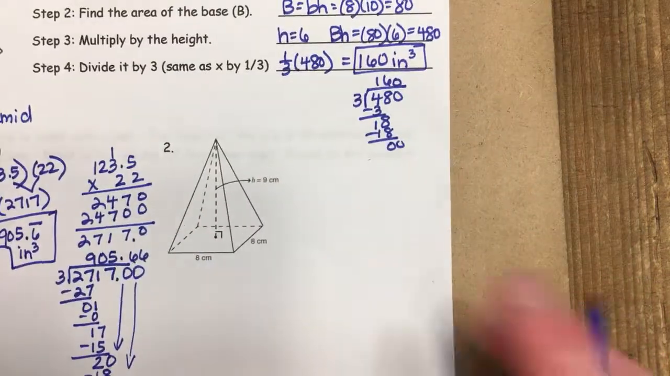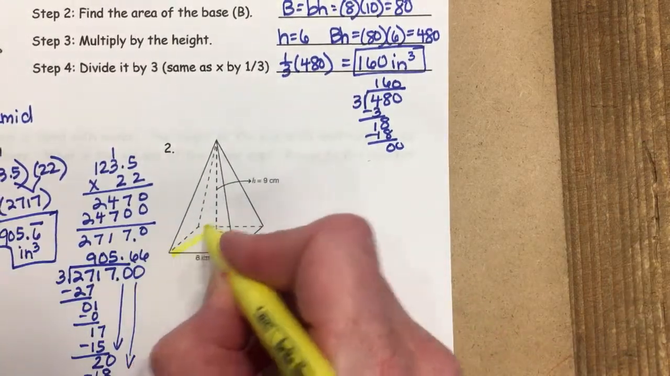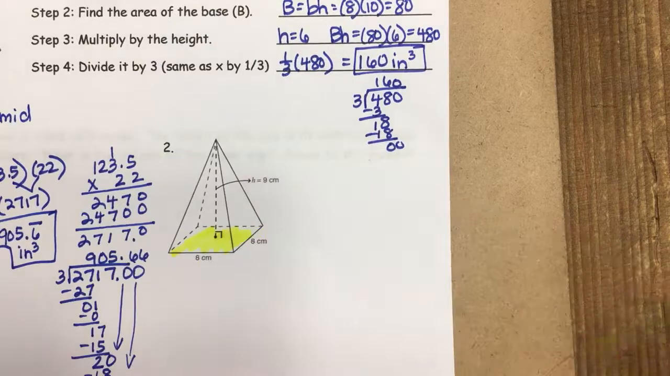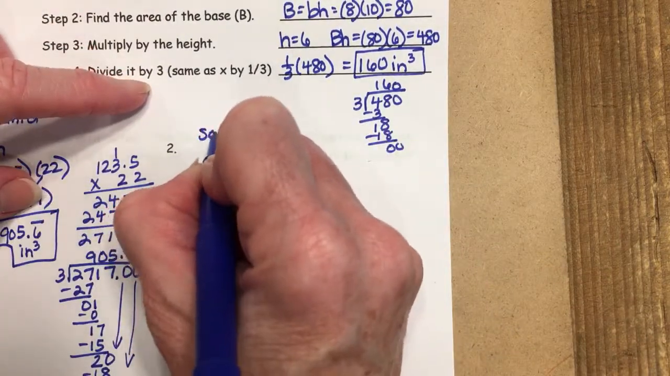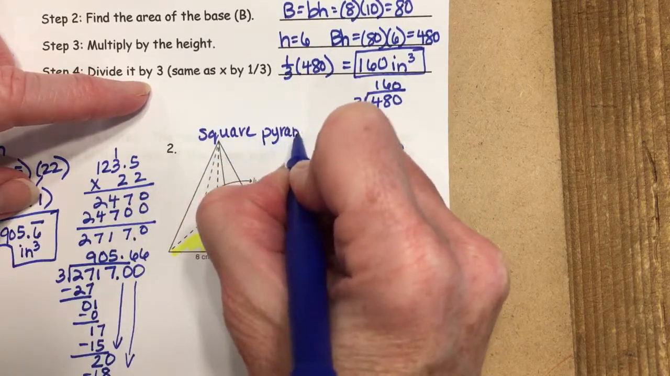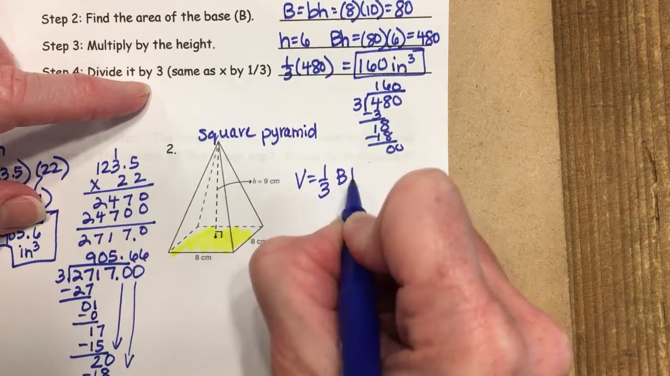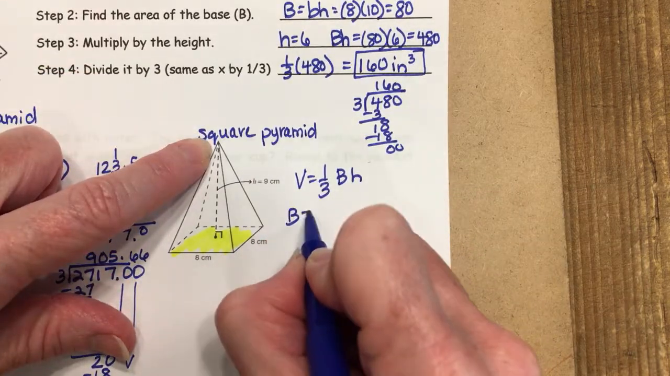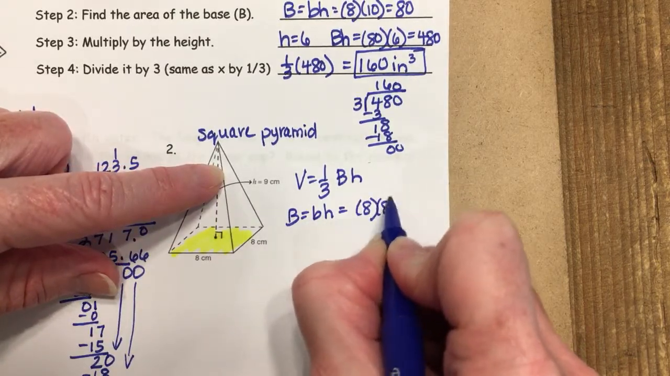All right, in this one, I can see that it's a pyramid. I need to know what kind of pyramid it is. So I'm going to look at the base. And since both sides are the same, this is called a square pyramid. Okay, so if it's a pyramid, then this is my formula. Since it's a square pyramid, big B is going to be base times height, or 8 times 8, which is 64.